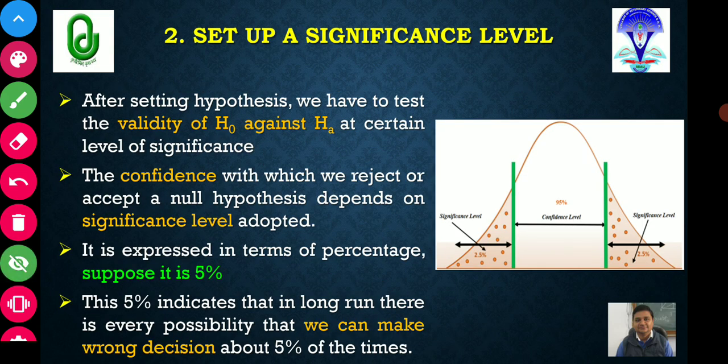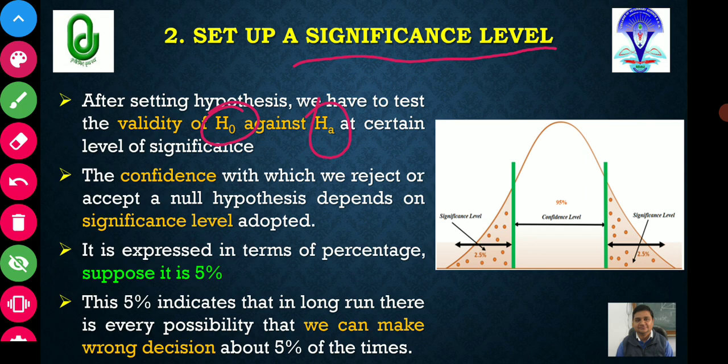Now the second step is to set up a significance level. What you have to do in the second step of hypothesis testing is set the significance level. So what is significance level? After setting hypothesis, we have to test the validity of null hypothesis against alternate hypothesis. So once you have set the null hypothesis, you have to test it against the alternate hypothesis.